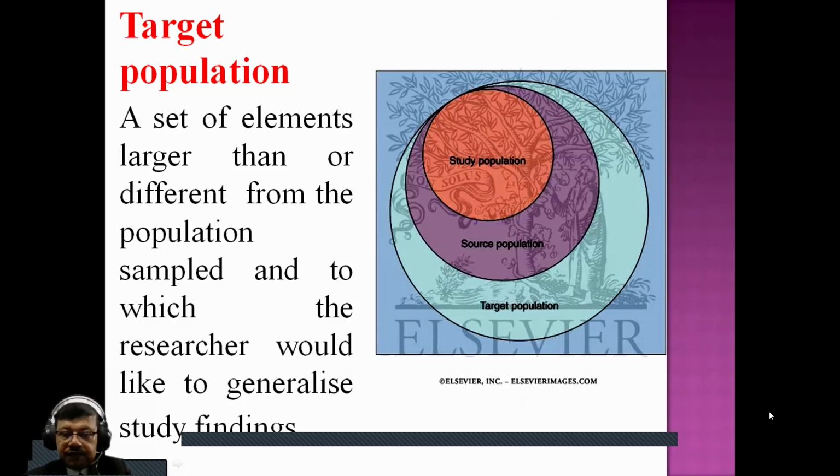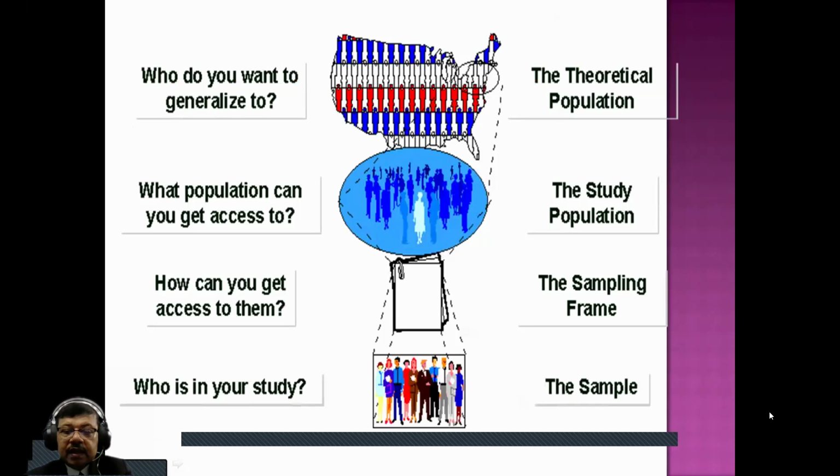To which, if you see here, a set of elements larger than or different from the population sampled and to which the researcher would like to generalize study findings. Here also you can see one of the funnels: what do you want to generalize to, that is the theoretical population.